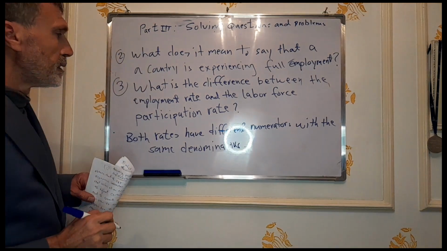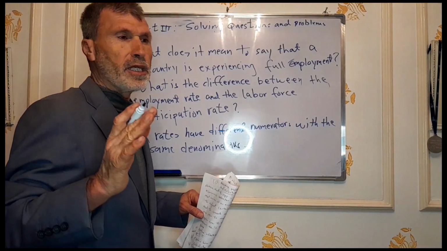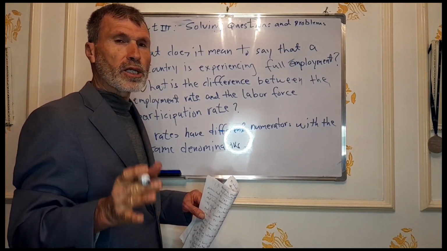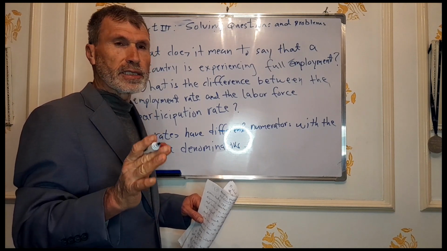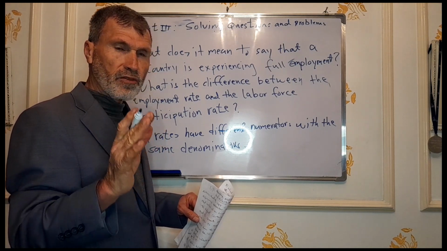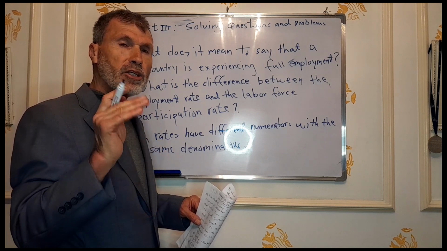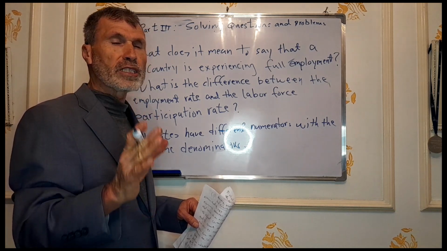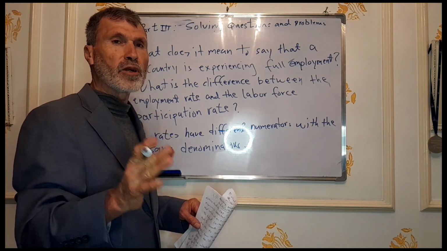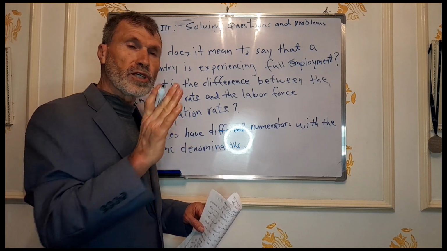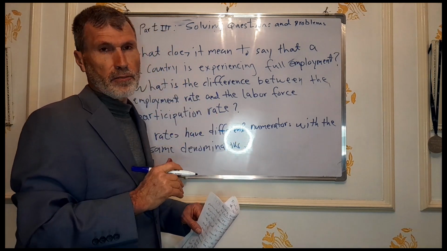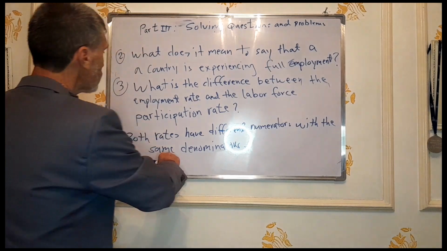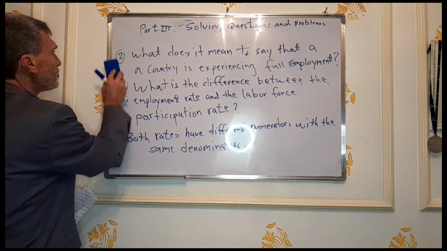Okay? They have different numerators. The numerator of the employment rate is the employed individuals. However, the numerator of the labor force participation rate is the labor force, which consists of the employed and the unemployed. Okay, let's move to the fourth question.